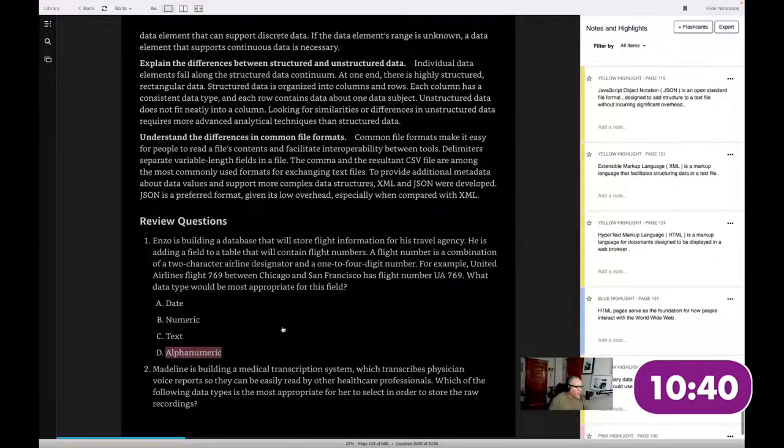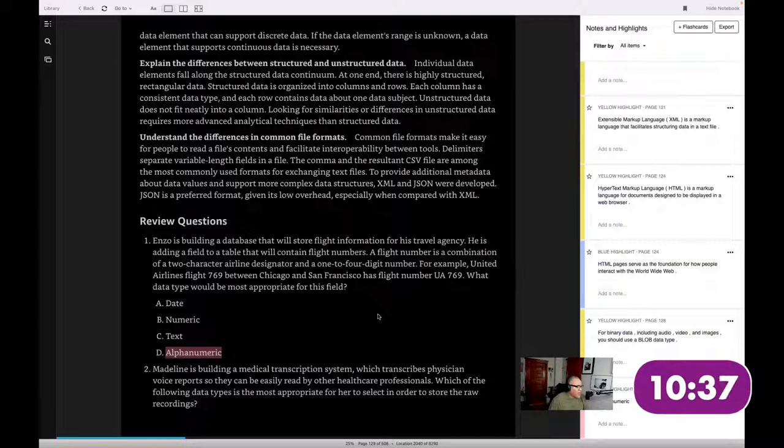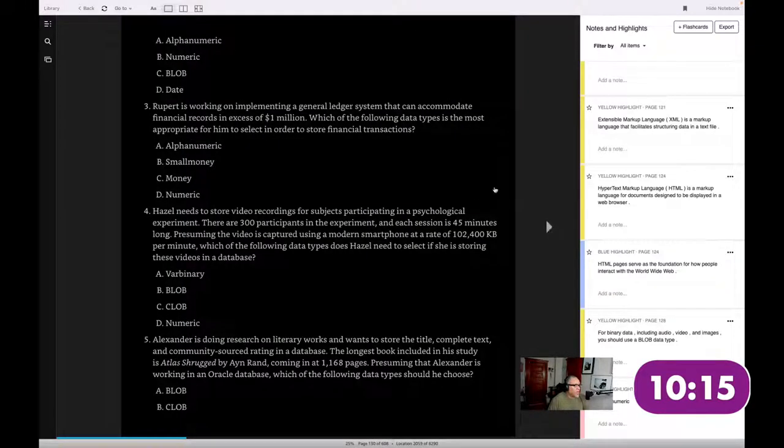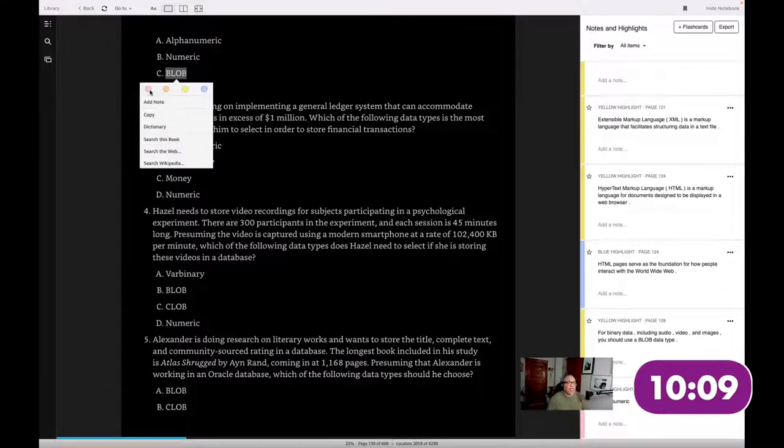And we're going to make that pink because we're taking an exam. Madeline is building a medical transcription system which transcribes physicians' voice reports so that they can be easily read by other healthcare professionals. Which of the following data types is the most appropriate for her to select in order to store the raw recordings? Audio would be blob. And why do we know that? Because, remember when I was repeating, you use pictures, audio, and video in blob.